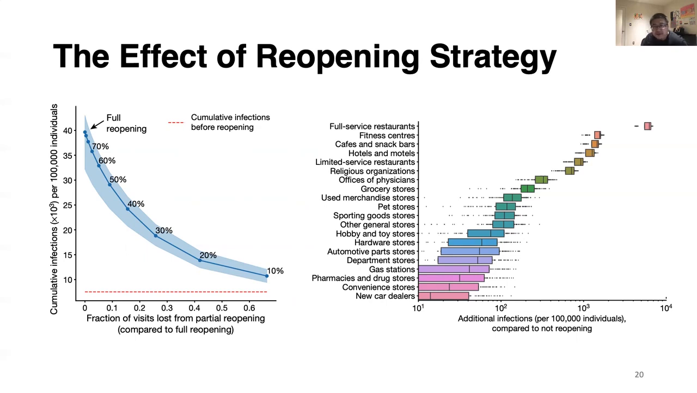Reopening full-service restaurants, from the right figure, you can see, has the largest predicted impact on infections due to the large number of restaurants, as well as their high visit densities and long dwell times. So this is a very interesting study, showing the value of leveraging the human mobility network to predict the pandemic trend, as well as estimate the impact of different reopening strategies.